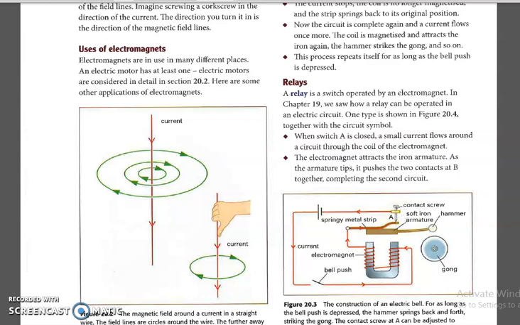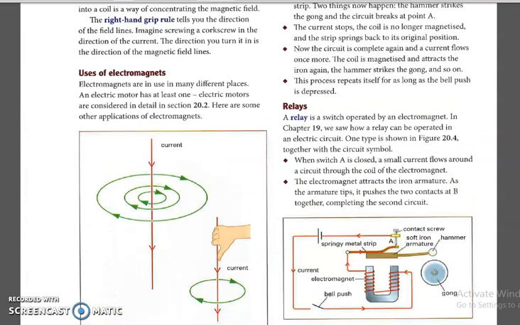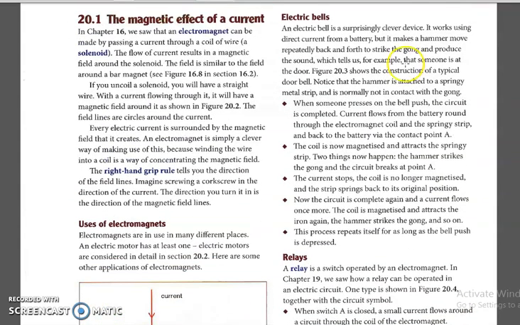So I will show you how they have described it in your textbook. Okay. An electric bell is a surprisingly clever device. It works using direct current from a battery, but it makes a hammer move repeatedly back and forth to strike the gong and produce a sound.